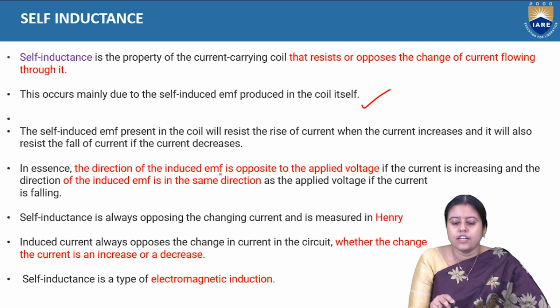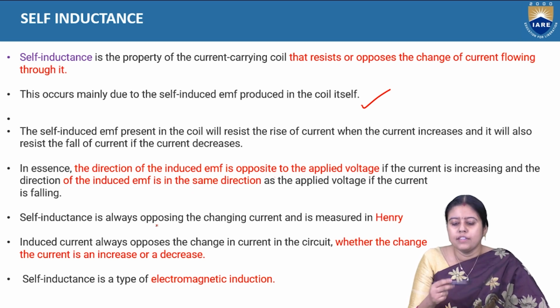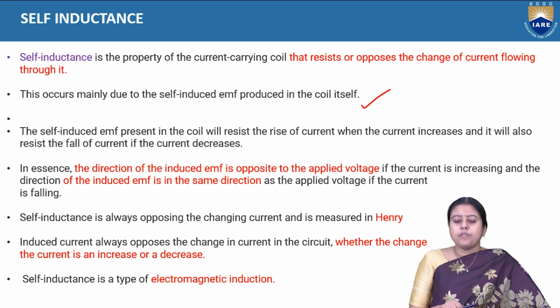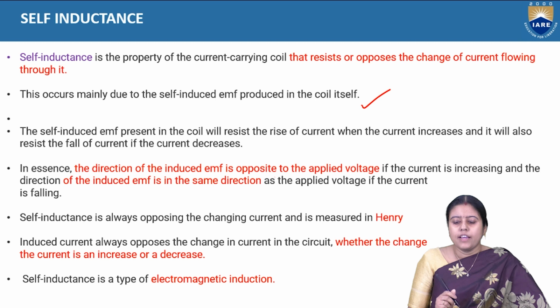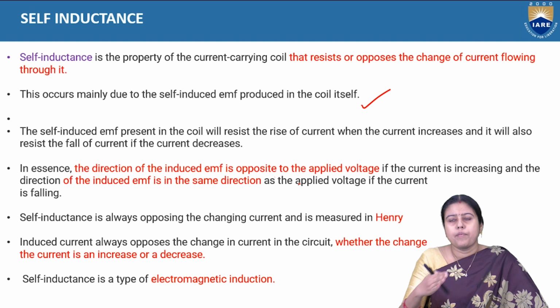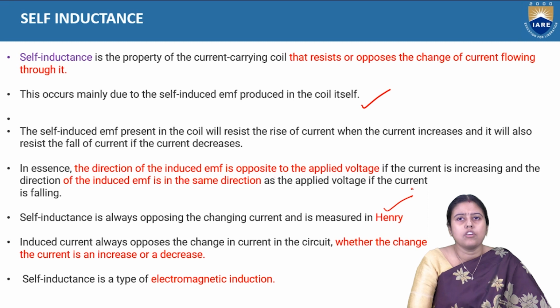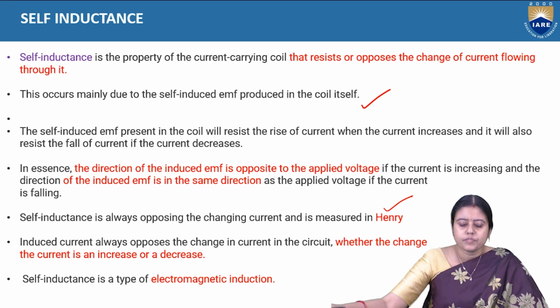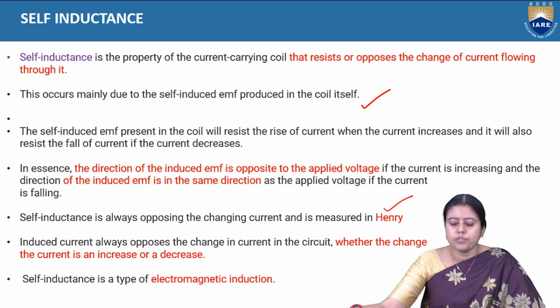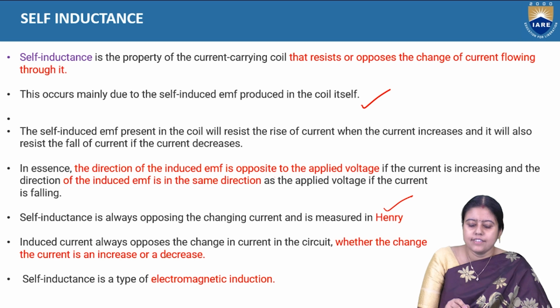In essence, the direction of the induced EMF is always opposite to the applied voltage. If the current is increasing, the induced EMF and the applied voltage are in the opposite direction. If the current is falling, they are in the same direction. The unit of the self-inductance is Henry. And induced current always opposes the change in current in the circuit, whether the change in the current is increase or decrease.